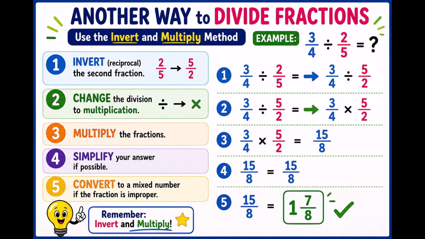Right. We're dividing. So when dividing fractions, invert the second fraction, change the division sign to multiplication, multiply the numerators, multiply the denominators, simplify if needed, and change an improper fraction into a mixed number when appropriate. Just remember, invert and multiply. 15/8 became 1 7/8. Excellent job.